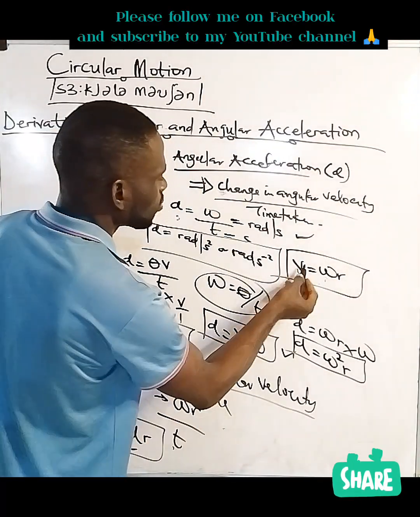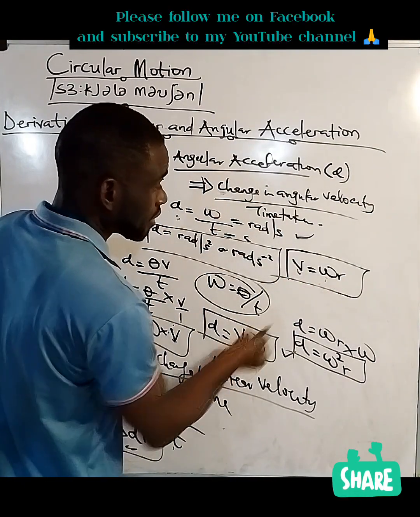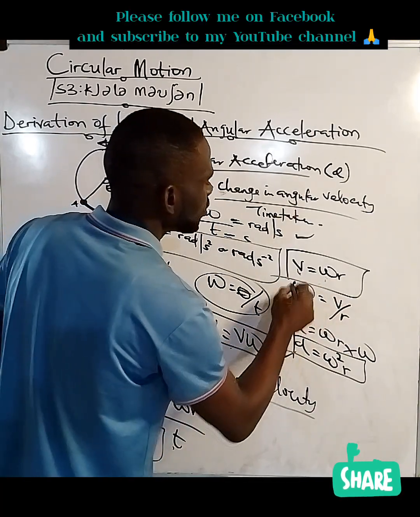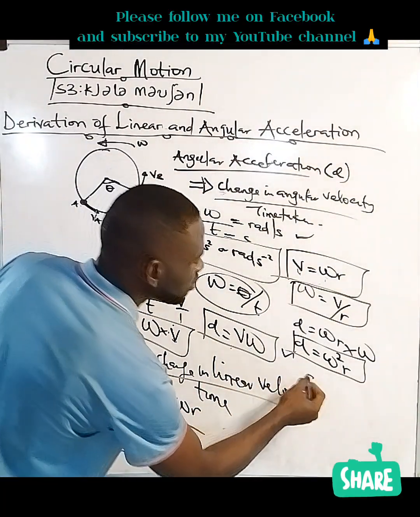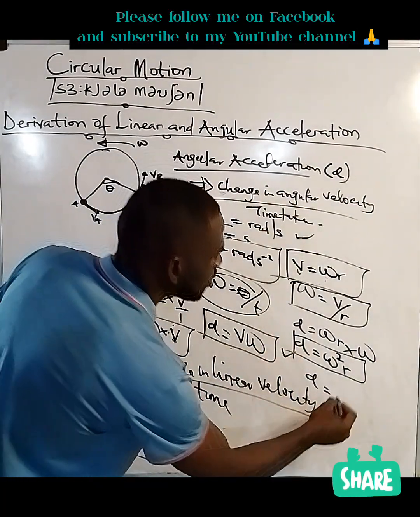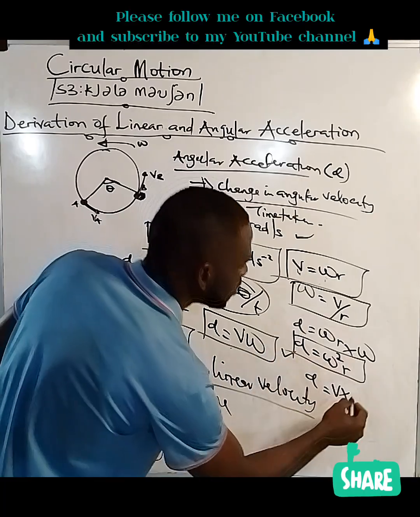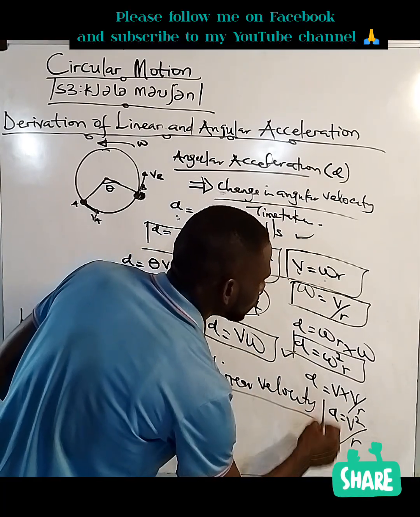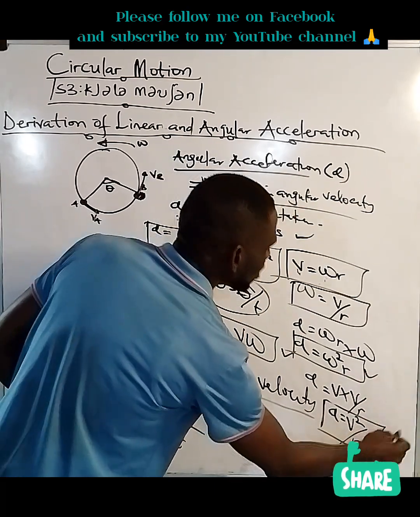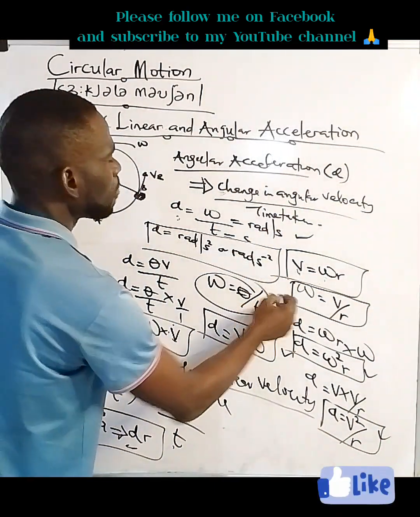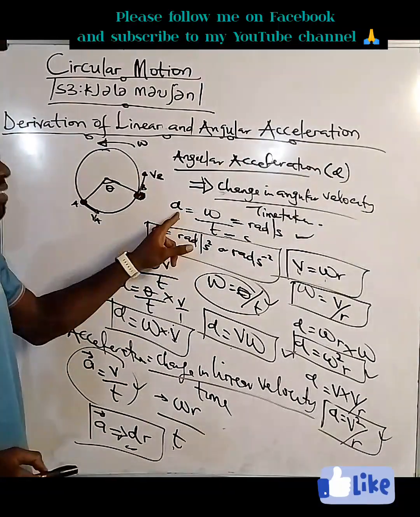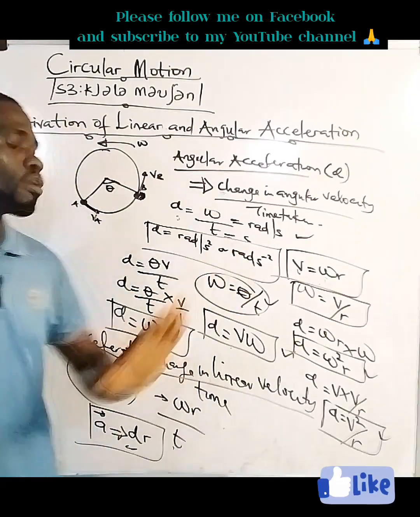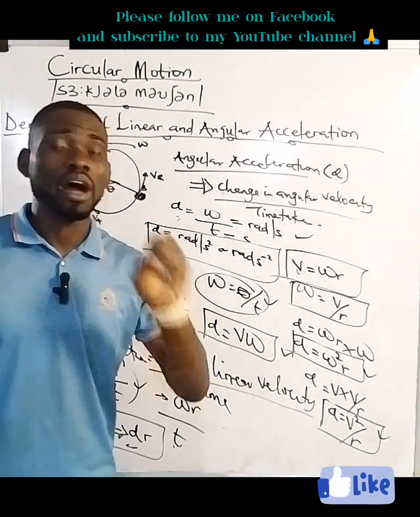And also, we could make omega the subject of the formula. Say omega is linear velocity over radius. So that acceleration is going to be linear velocity times linear velocity over radius, so it is linear velocity squared over radius. Now, whichever you want to use, they are all perfect formulas for angular acceleration. Either this or this or this or this.